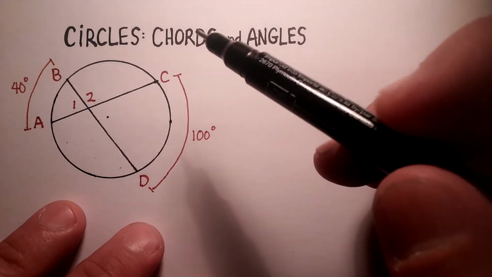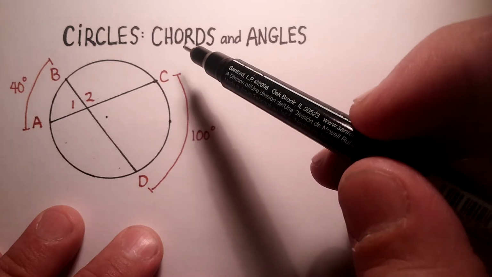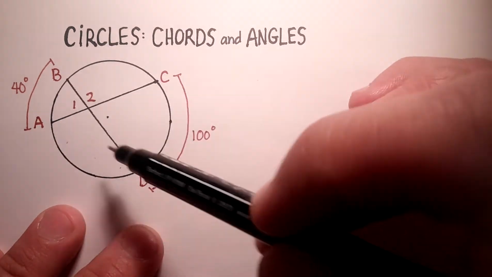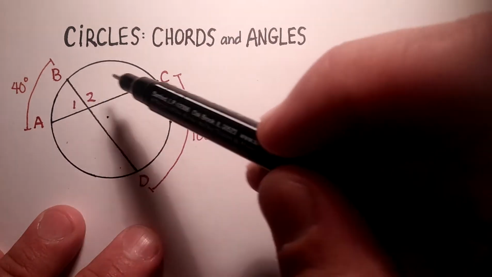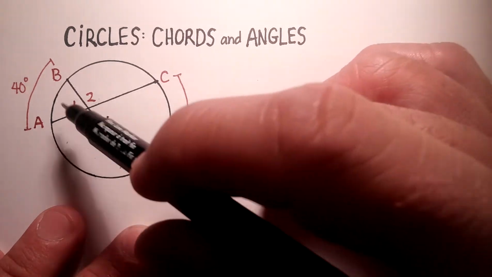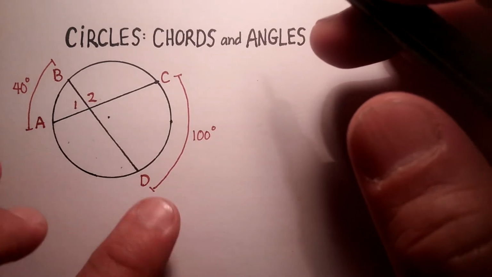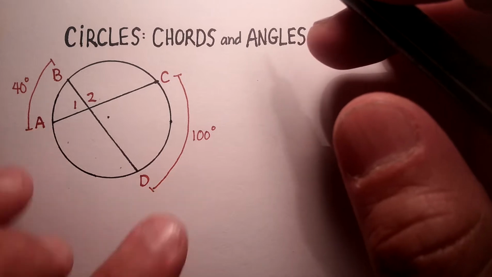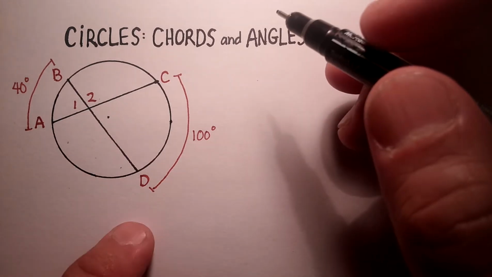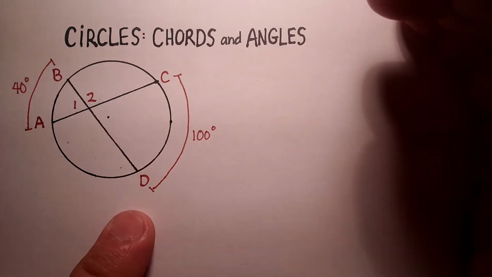Okay, in this video, we're going to go over more relationships that exist between line segments that are inscribed inside of a circle, and then finding the measure of the angles given the relationship of the arcs that are there and the chords themselves. So here's how we can do this.